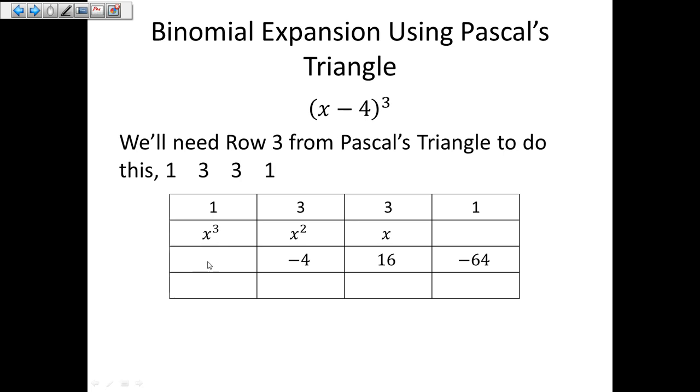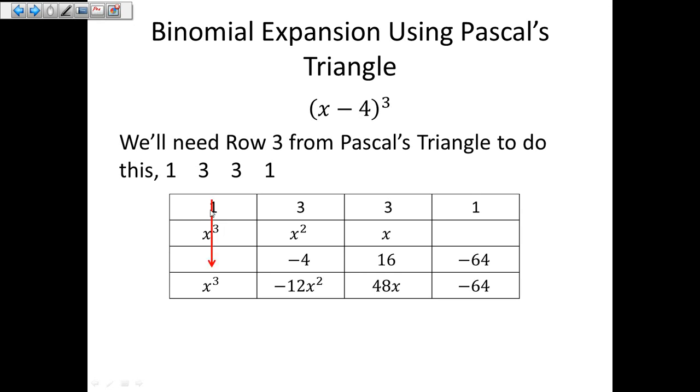This first cell is empty, and then I have my second term to the first power. So this is negative 4, then negative 4 squared. Notice that it changes sign to a positive, and then negative 4 cubed. So the top row comes from Pascal's triangle. The second row comes from the first term in the binomial. The third row comes from the second term in the binomial.